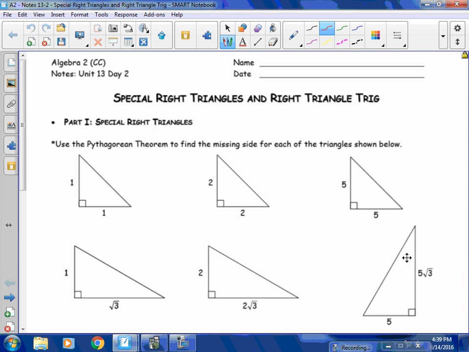Okay, so now we need to go over to today's notes. And we're going with special right triangles and right triangle trig. I think you've heard of most of, if not all of what we're going to talk about today.